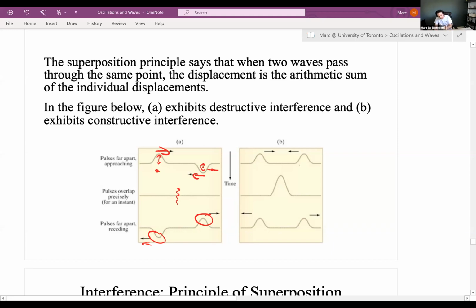The opposite is also true. If you have two erect waves that meet in the middle, then they're going to constructively interfere, and the amplitudes are added, and this amplitude is 2A. And then after, they're just going to pass right through each other and go like this.